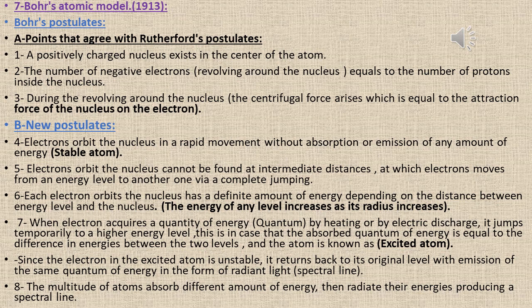The electron in the excited atom is unstable. It returns back to its original level with the emission of the same quantum that it acquired from the ground state to the higher state. So the energy radiated from the electron equals E2 minus E1, the difference between the two energy levels, and it must equal the energy of the quantum that the electron acquired when it moved from the ground state to the higher state.